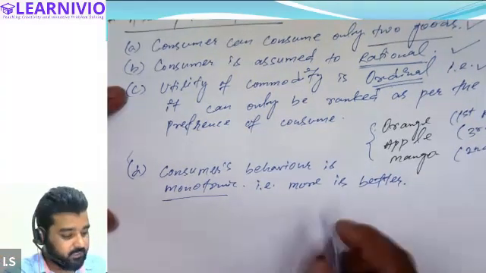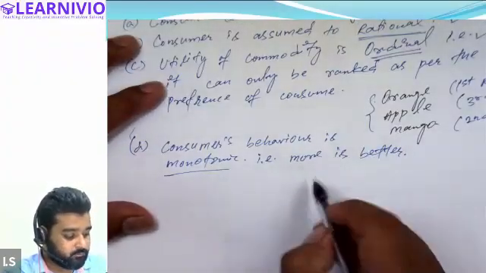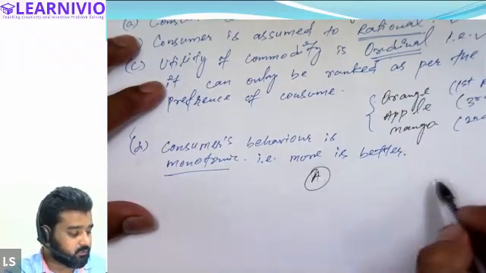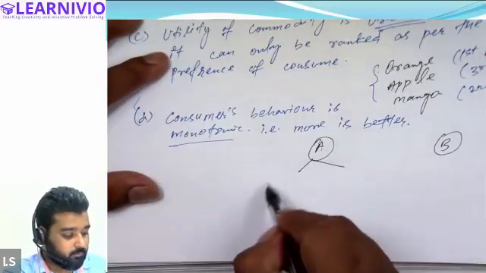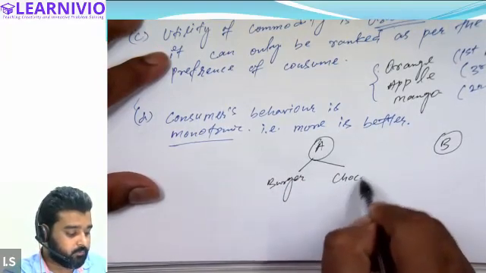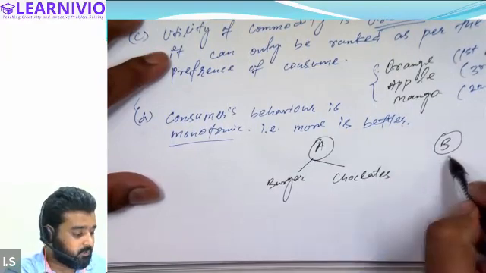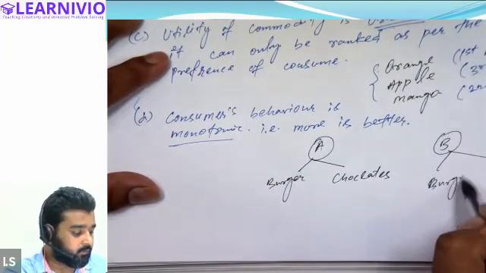Suppose I am offering a customer two bundles of goods. Suppose this is combination A, this is combination B. Combination A contains two goods, burger and chocolates. All right, burger and chocolates. And similarly, combination B also contains burgers and chocolates.